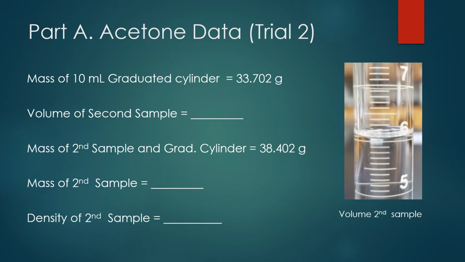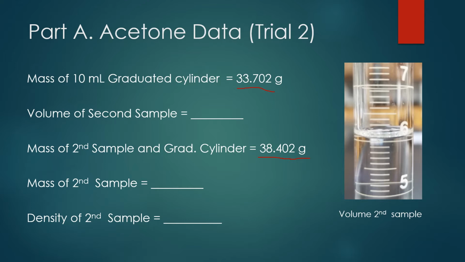Next, we're going to do trial 2. So trial 1 was with 3 mils in the graduated cylinder, and we're going to add to approximately the 6 mil mark. The graduated cylinder, clean, dry, and empty, still has the same mass because we're still using the same graduated cylinder. What changes is the second mass because we now have more acetone in that graduated cylinder, so the mass of the second sample with the graduated cylinder is going to be more than the mass of the first sample.